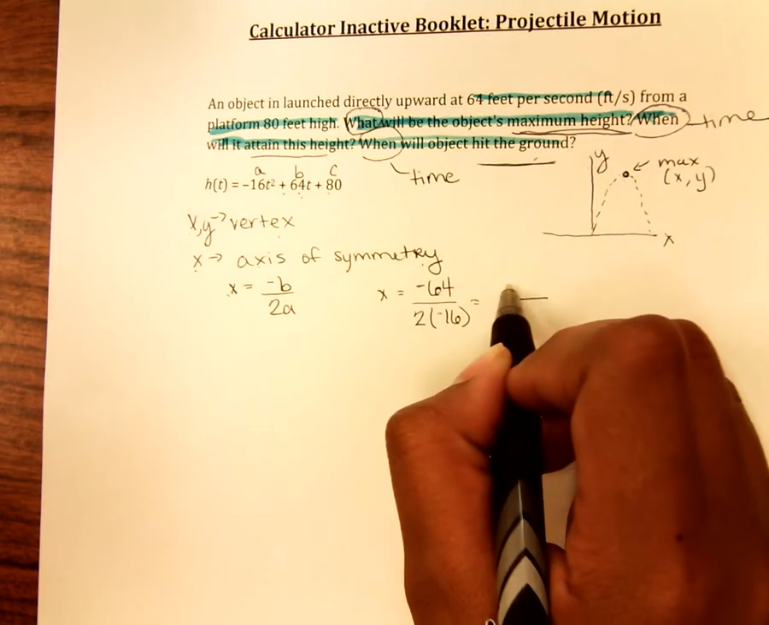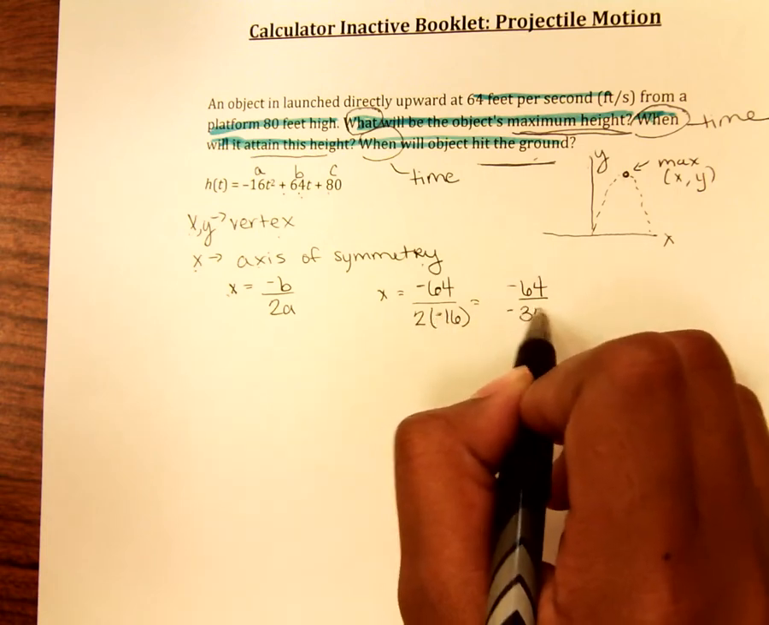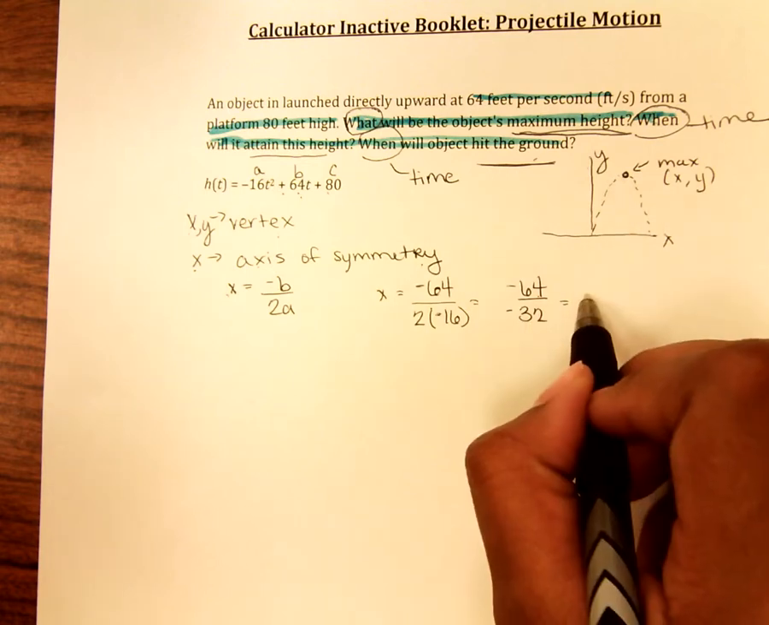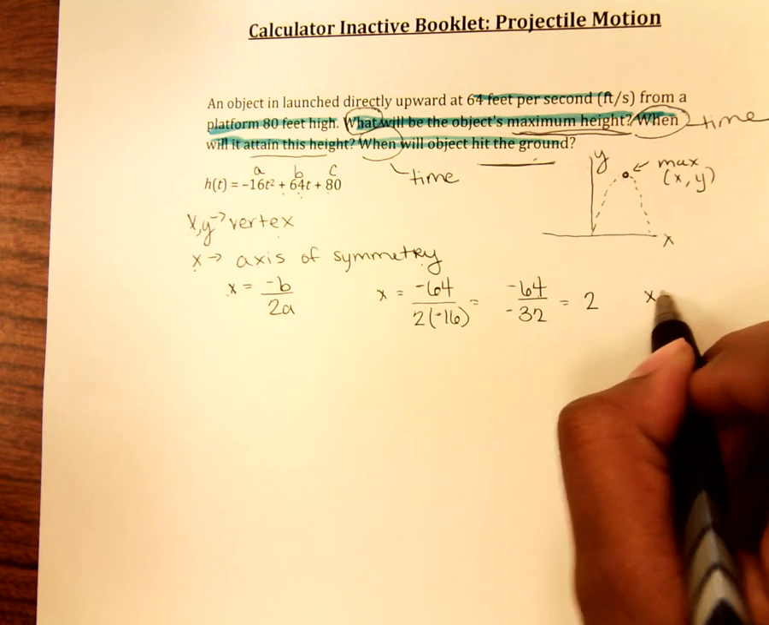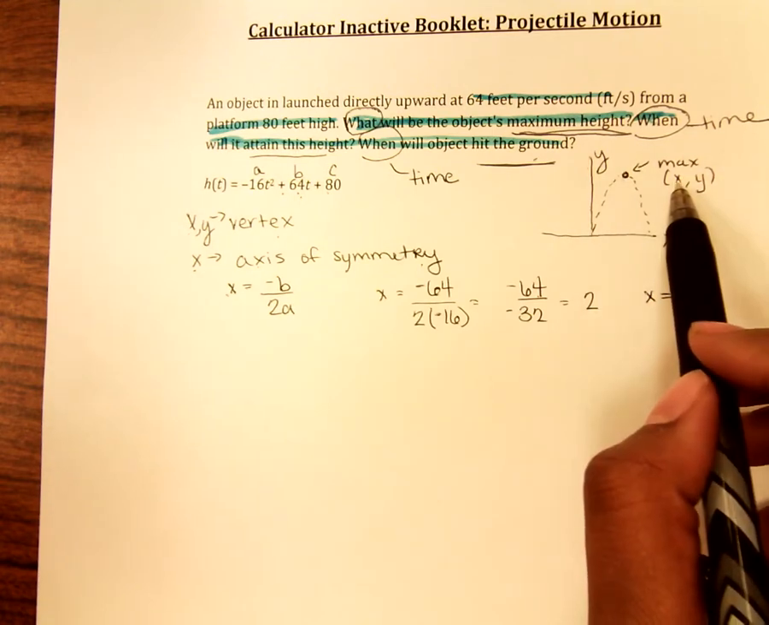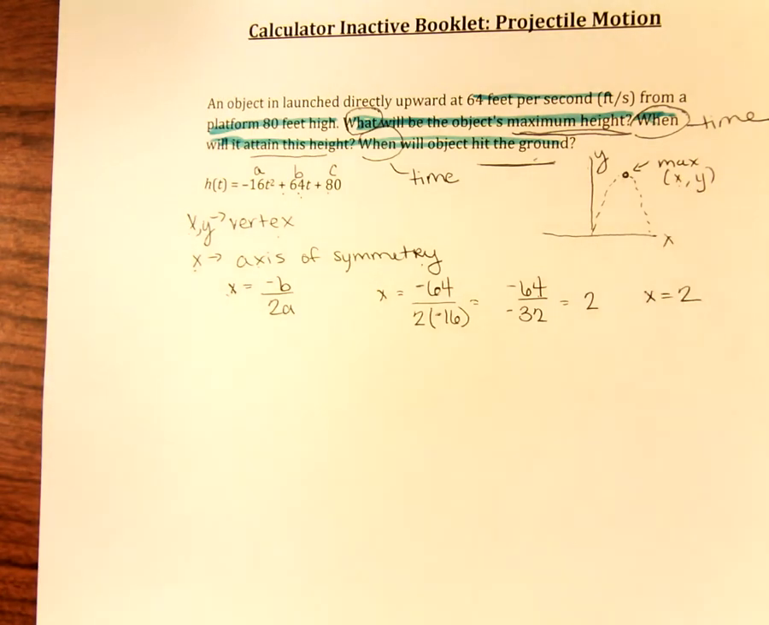Go ahead and simplify that. Negative 64 all over negative 32. Negative 64 divided by negative 32 is positive 2. My X is positive 2. That would be where my axis of symmetry is at.